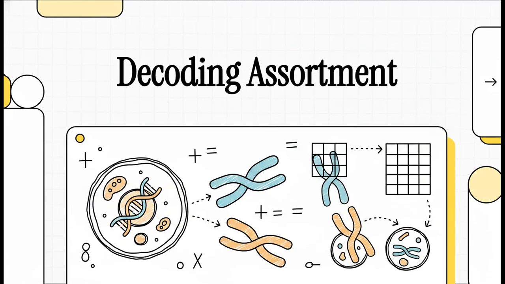All right, let's dive right into this explainer. Today, we're taking a pretty wild journey. We're going to start way down in the microscopic, physical reality of our cells and zoom all the way out to the macroscopic math of how traits actually get passed down. We are decoding the literal mechanics of inheritance, and honestly, it's fascinating stuff.